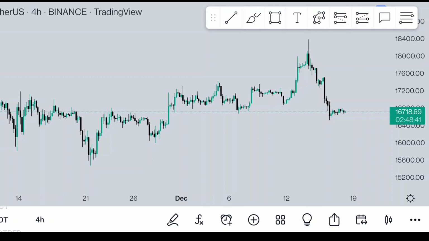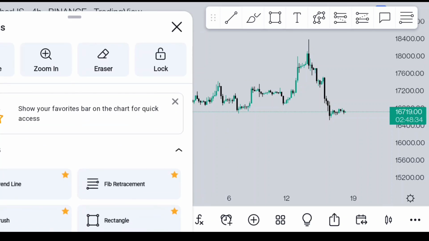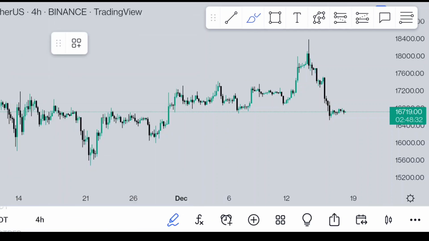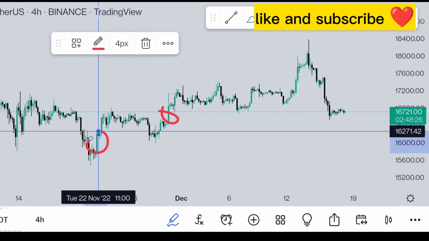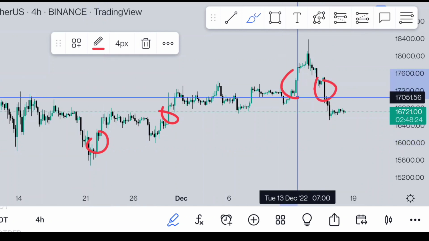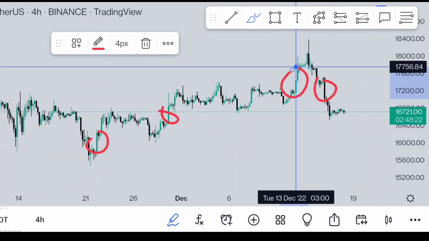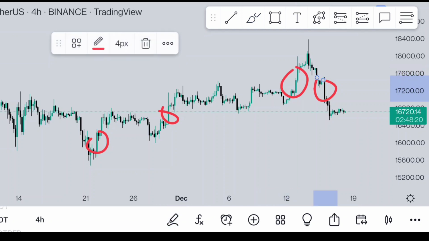I have already made videos about market structure break and fair value gaps, but for your information I will quickly remind you that a fair value gap is the gap between these candles. You can see it at different places on your chart. So these are the fair value gaps, okay? And let me remove this first.